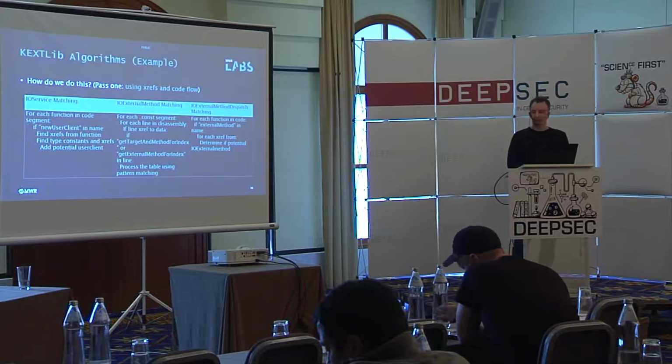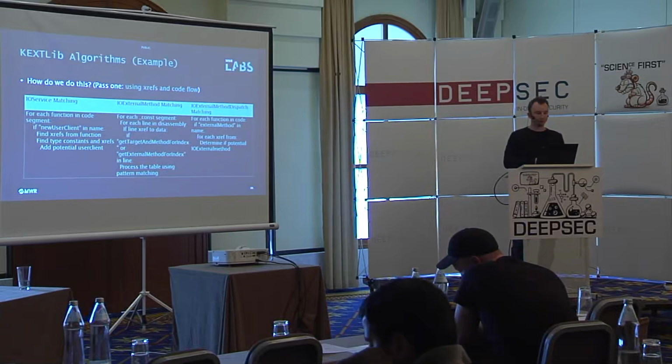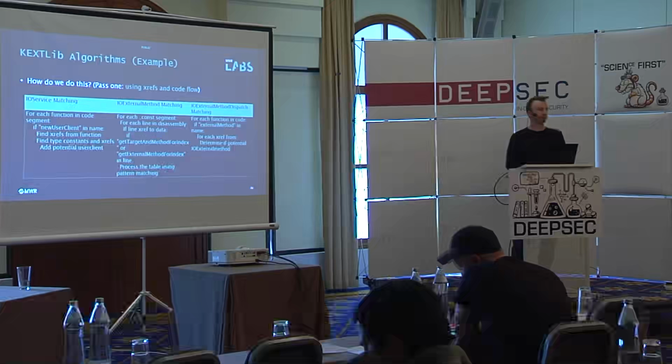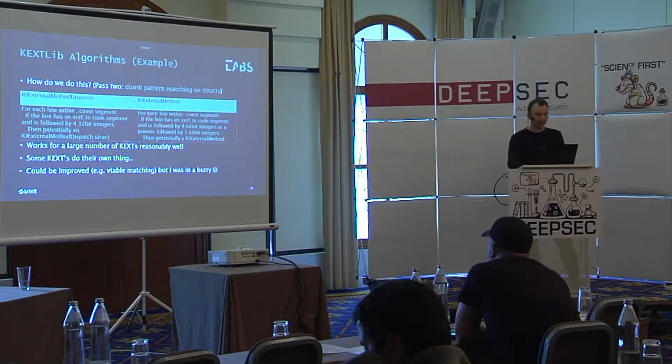There are some downsides of this approach because it was rudimentary matching. If you've got, say, indirect branches, then you can't follow the code flow all the time. It only works if IDA can work out the xrefs automatically, but it kind of works.